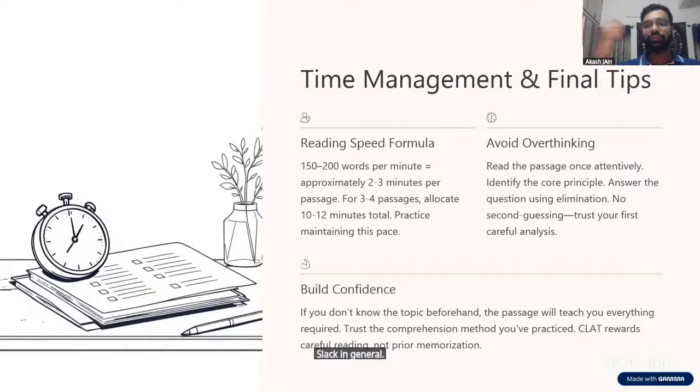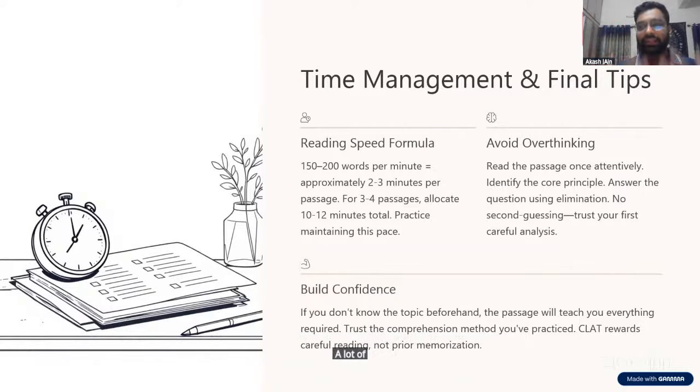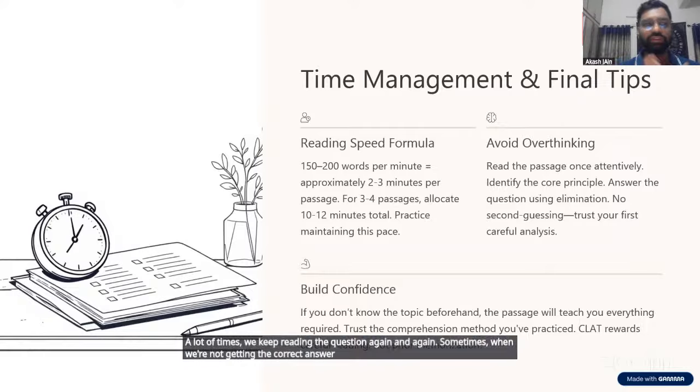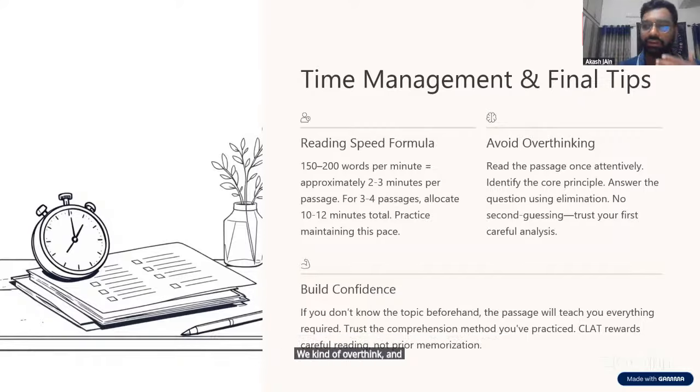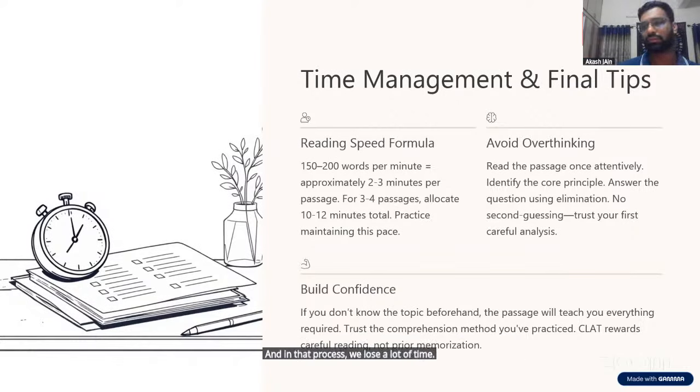Second thing that you need to keep in mind is that you have to avoid overthinking. A lot of times we keep reading the question again and again. Sometimes when we're not getting the correct answer, or when we're confused between two options, we overthink and keep rereading those questions, options and passages, and in that process we lose a lot of time. It may not even be fruitful, or even if you end up attempting that question correctly, that will not be a very good return on investment.